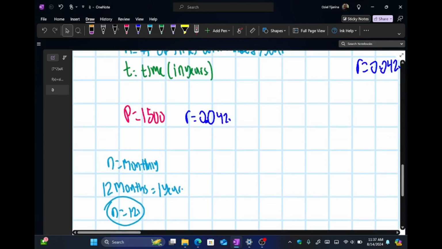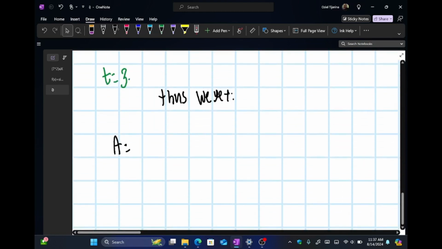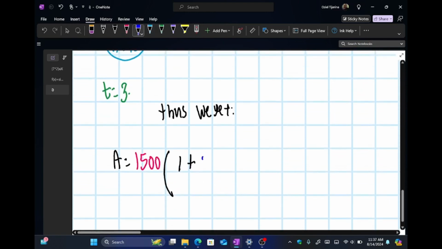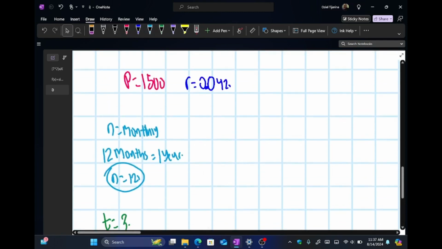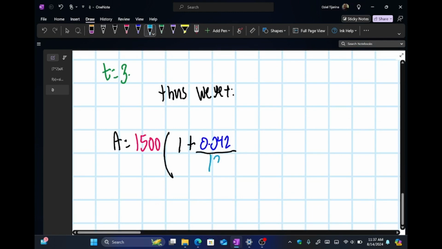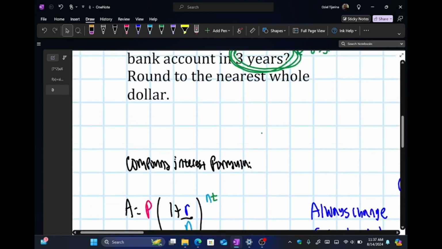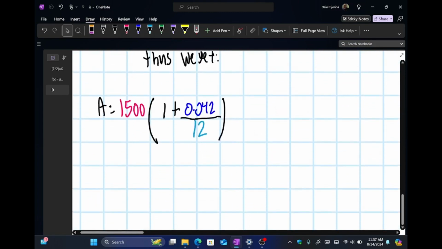A equals 1500 times the quantity 1 plus 0.042 over 12, raised to the 12 times 3 power, because T is equal to 3.